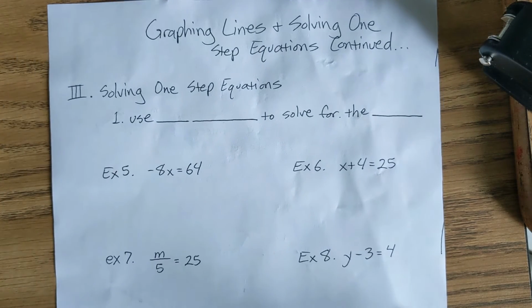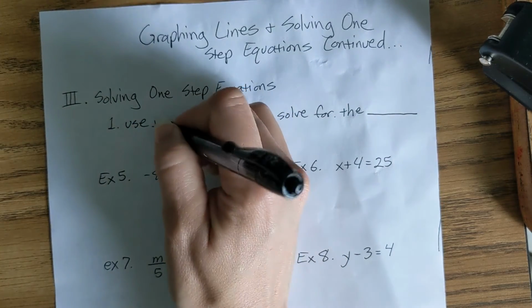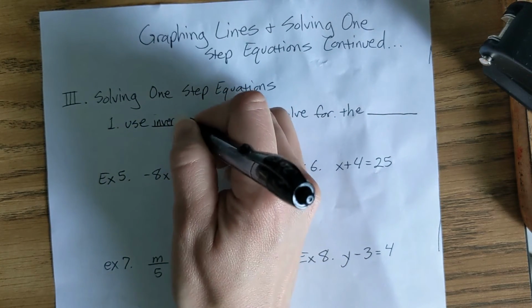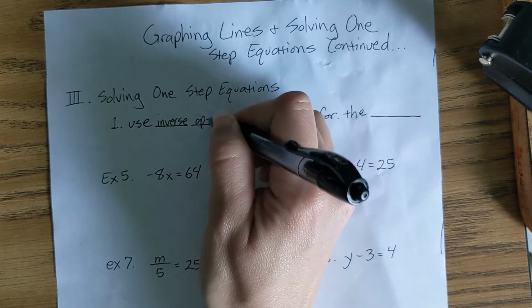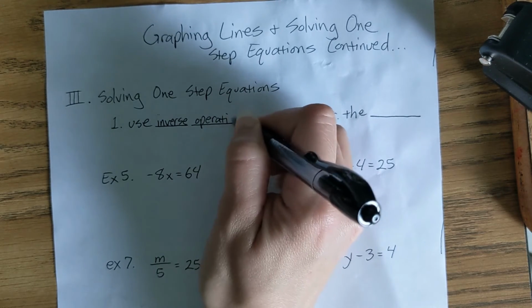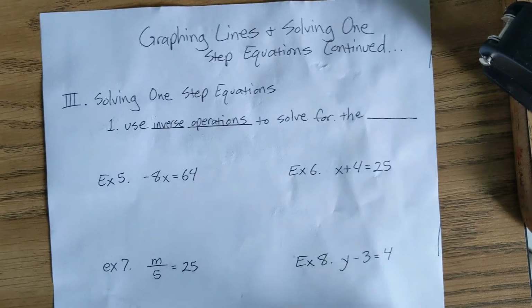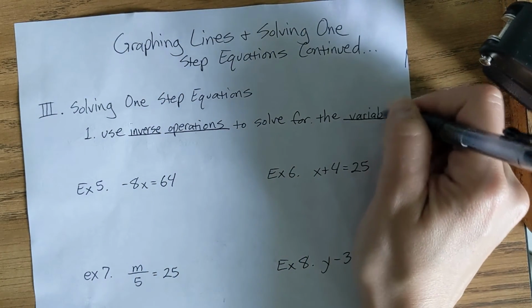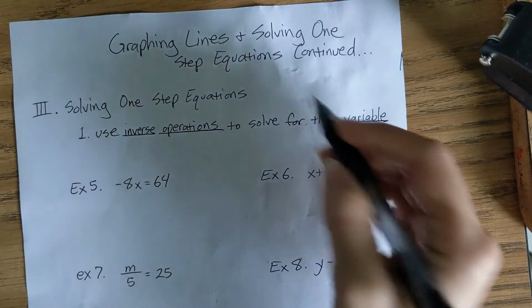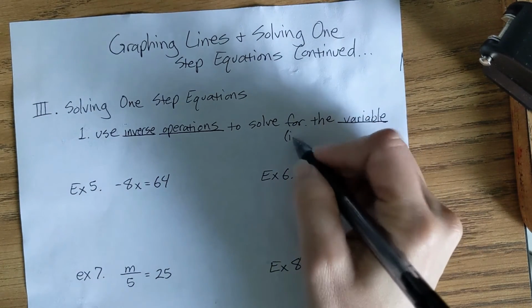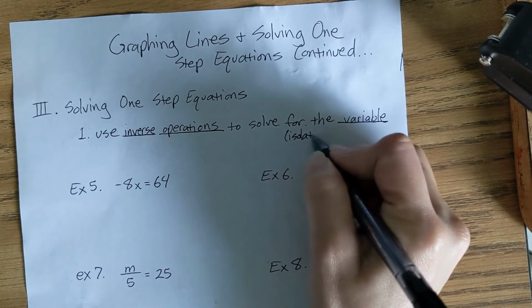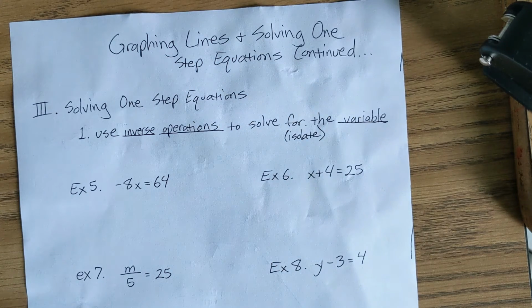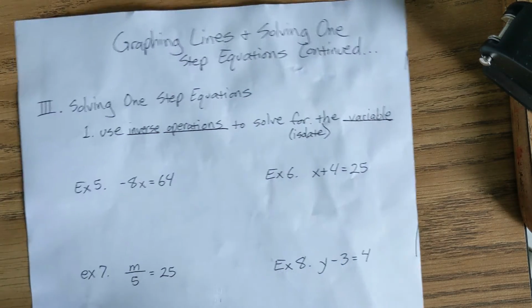So first, let's write this in, solving one-step equations. First, you're going to use inverse operations to solve for the variable. And when I say solve for the variable, that really means isolate the variable. So you're going to get the variable by itself on one side of the equation.